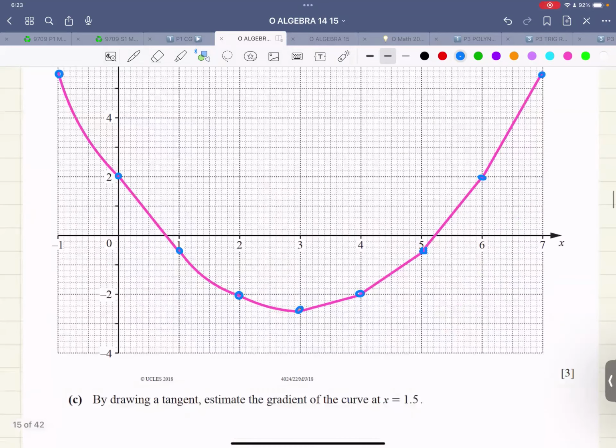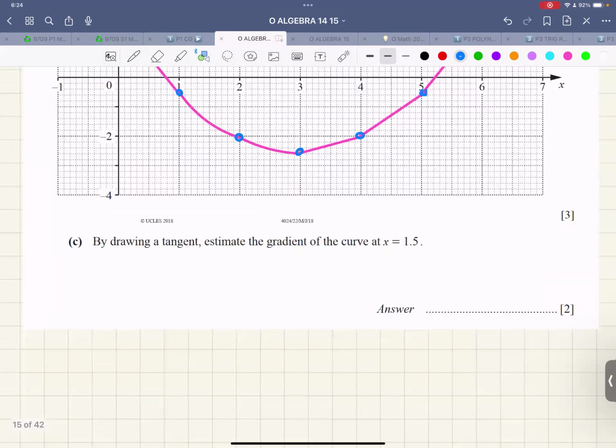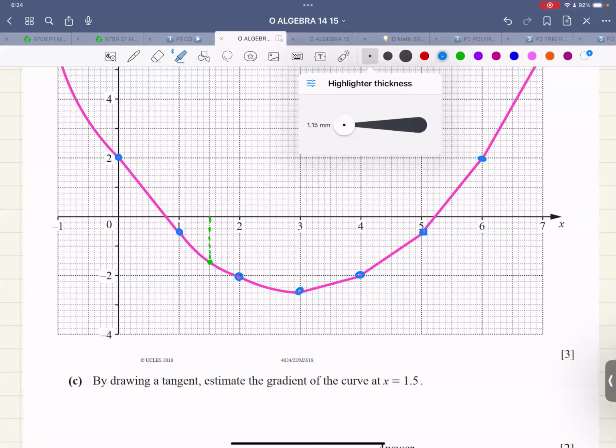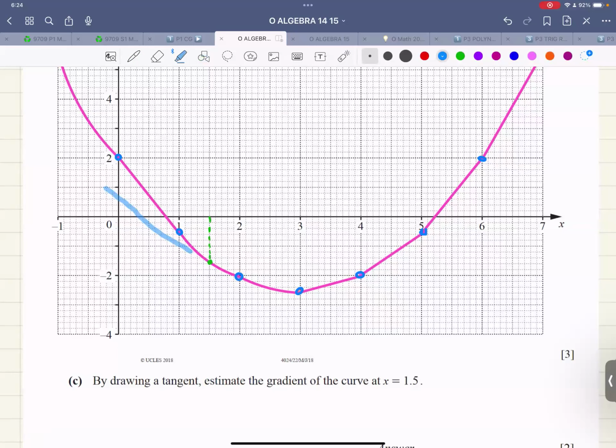Now it says by drawing a tangent, estimate the gradient of the curve at the point x equals 1.5. So let me go to x equals 1.5. So that is this point over here. And let me draw a line like this. And at this point, I'll be drawing a tangent, a green tangent. This is not green, this is green. Okay, I think that's a very nice tangent.